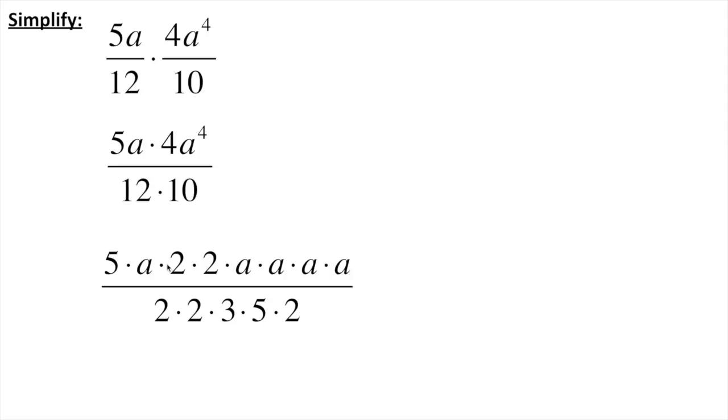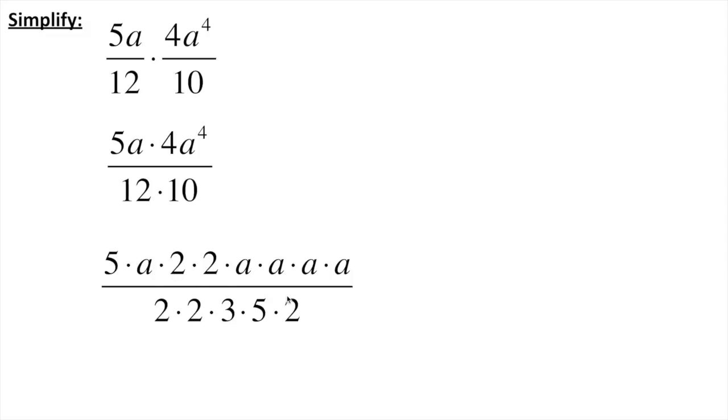5a is just 5 times a, 4 is 2 times 2, and then a to the 4th power is a times a times a times a. Now, I like to do this every time. It makes it very easy for me to see which ones I can cross off on top and bottom. This 12 is the same thing as 2 times 2, that's 4, times 3, that's my 12. So 4 times 3 is 12. 10 is the same thing as 5 times 2.